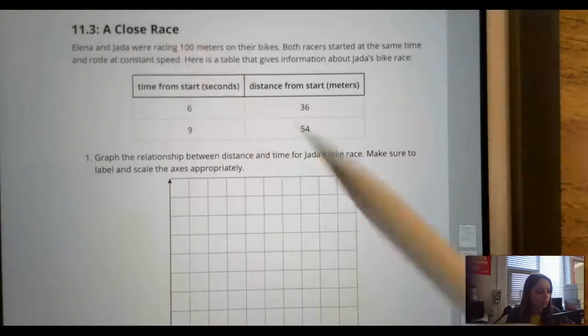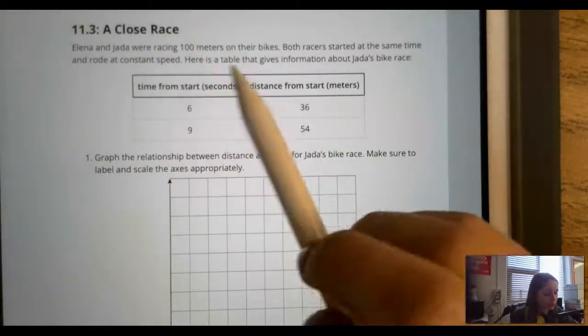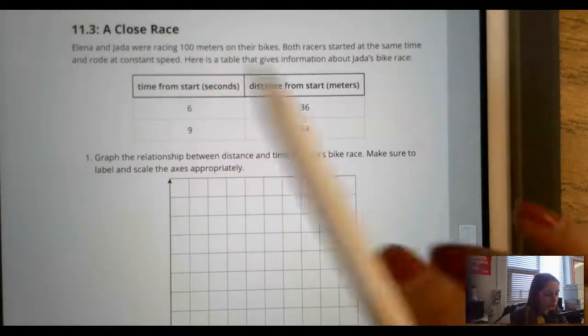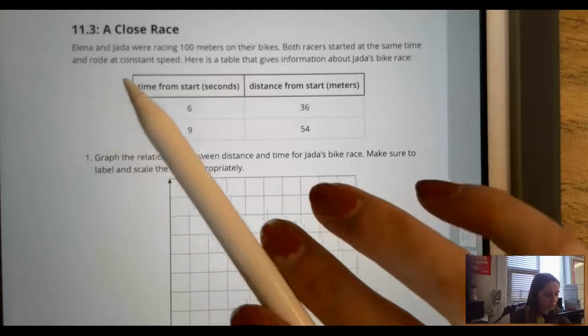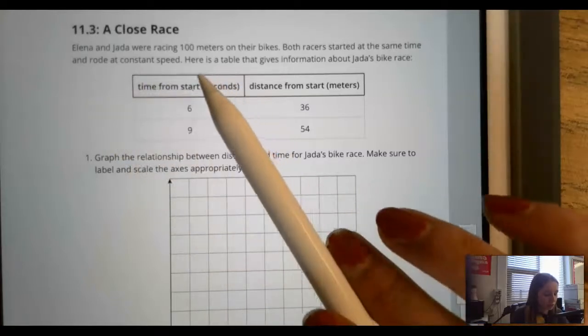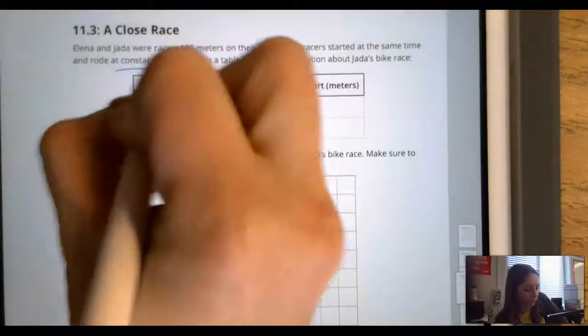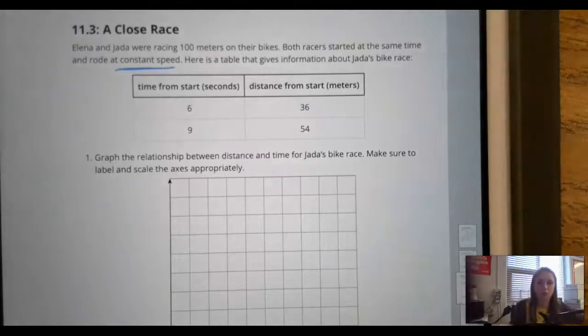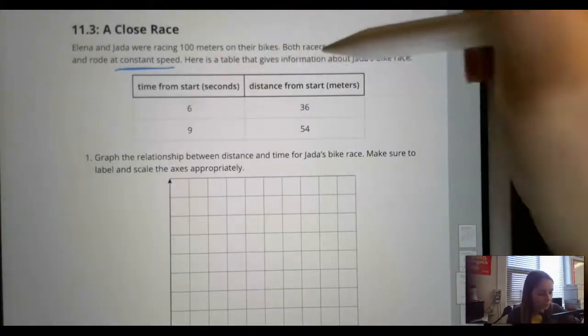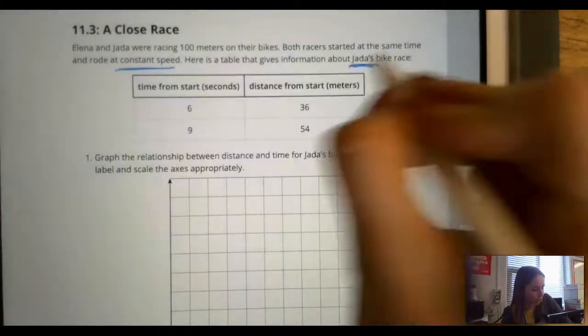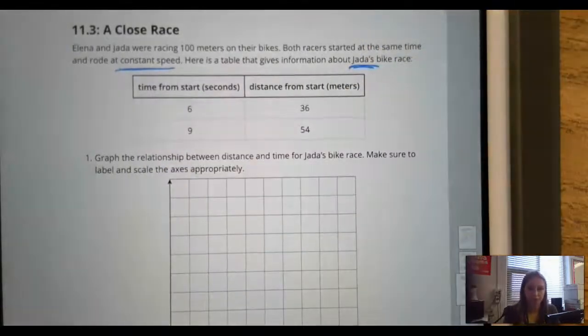So we have Elena and Jada, and they're racing 100 meters on their bikes. So both of them start at the same time and rode at a constant speed. So constant speed. So they aren't speeding up and slowing down, they're just going at flat speed. So here's a table that gives information about Jada. So this is just representing Jada.